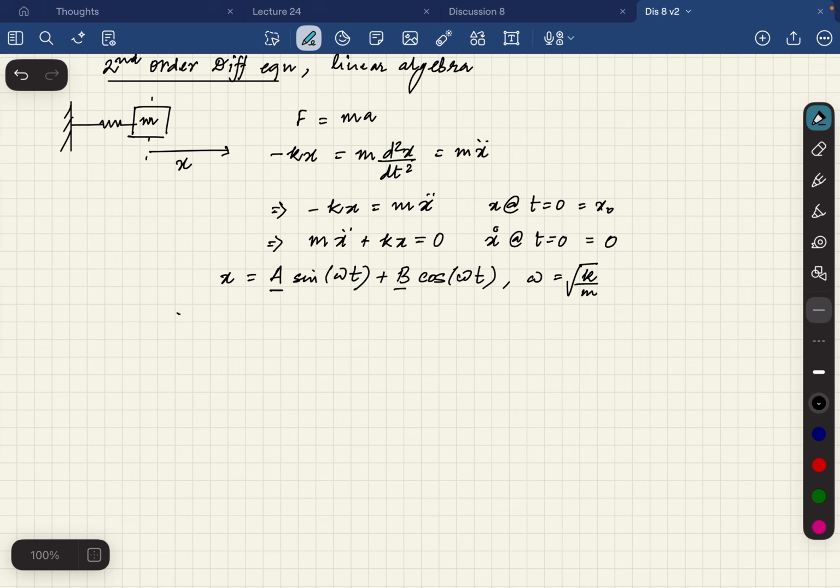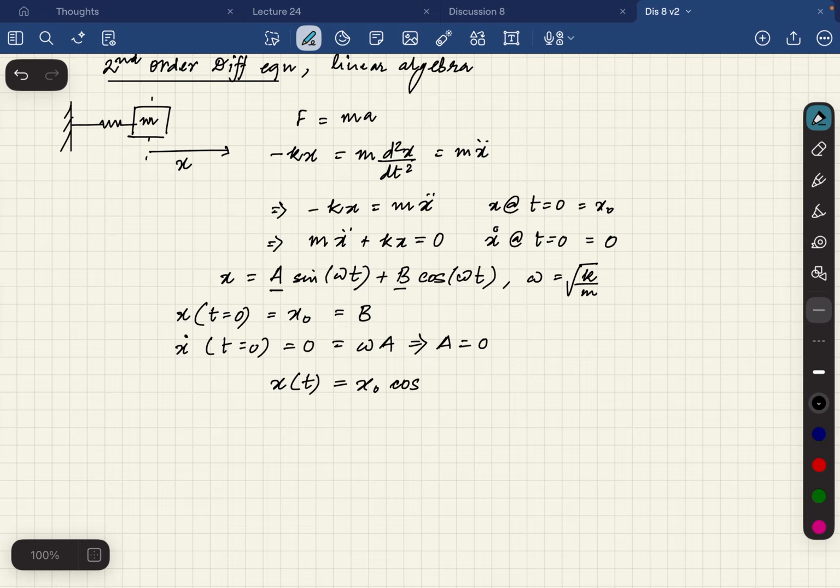This can be done by substituting x at t equals 0 was x naught, which comes out to be b, and x dot at t equals 0, which was 0, comes out to be omega a, which means that a is 0. So my solution turns out to be x as a function of time t completely as x naught cos root over k by m t.